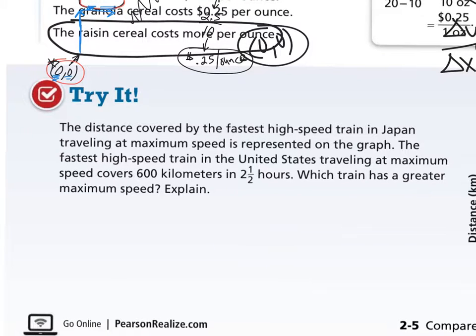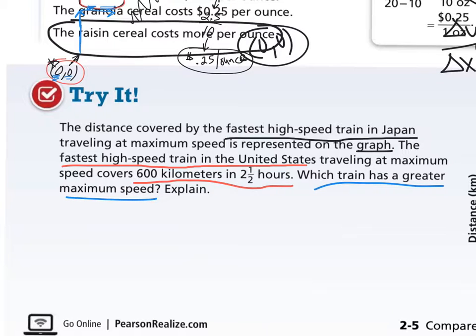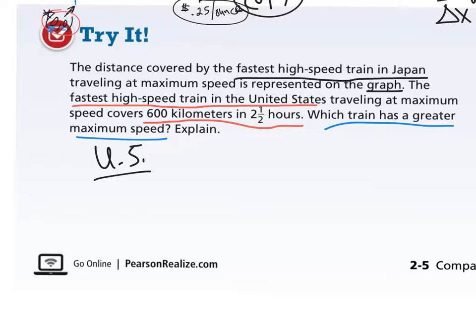distance covered by the fastest high-speed train in Japan traveling at maximum speed is represented on the graph. So the fastest high-speed train in Japan is the graph. And then we have the fastest high-speed train in the United States traveling at maximum speed covers 600 kilometers in 2.5 hours. And the question is, which train has a greater maximum speed? So probably the easiest thing would be to go ahead and look for the one with the United States, because they're telling us the numbers here.